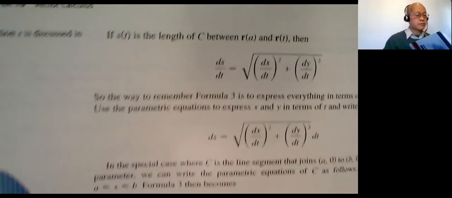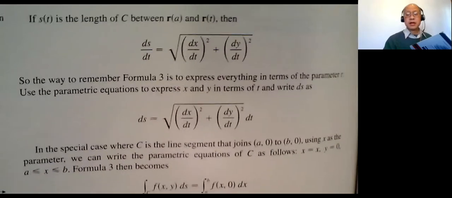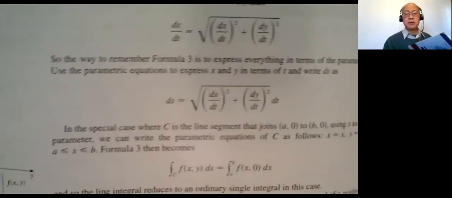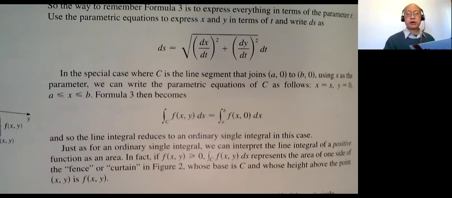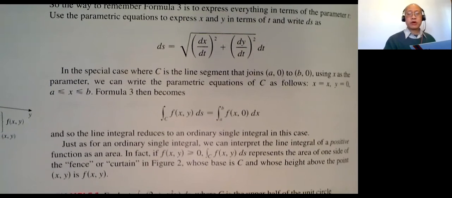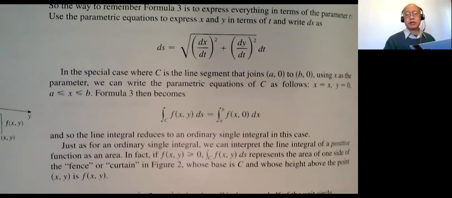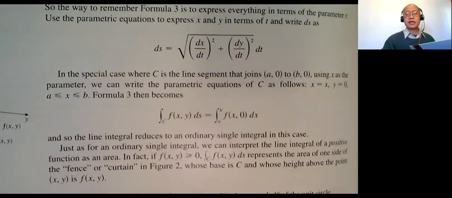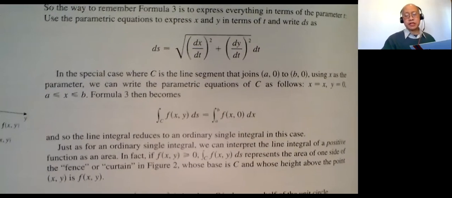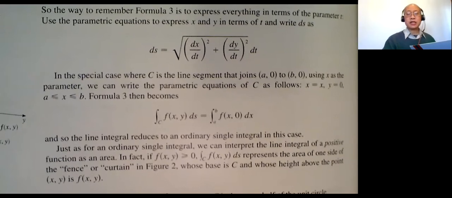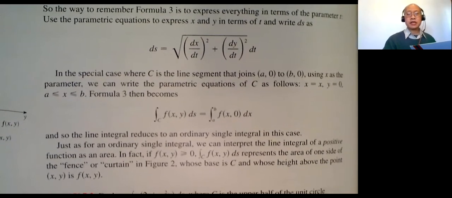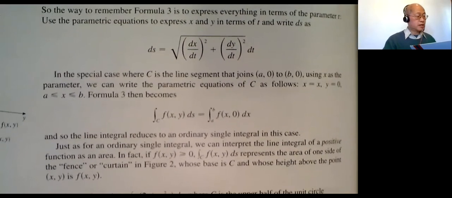What you need to know is on page 1076. If you want to put this on your cheat sheet, probably the second one, this one here. ds is the square root of (dx/dt) squared plus (dy/dt) squared. And you might as well put the 3-dimensional flavor, so put (dz/dt) squared. If it's 2 dimensions, just drop the dz/dt, right? So ds, a tiny change in arc length, is the radical of (dx/dt) squared plus (dy/dt) squared, dt.